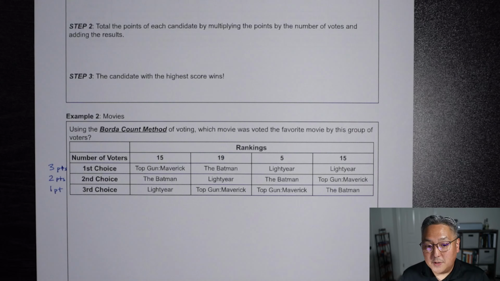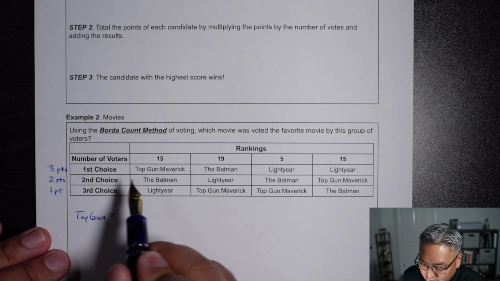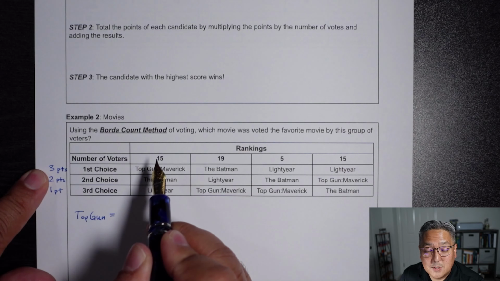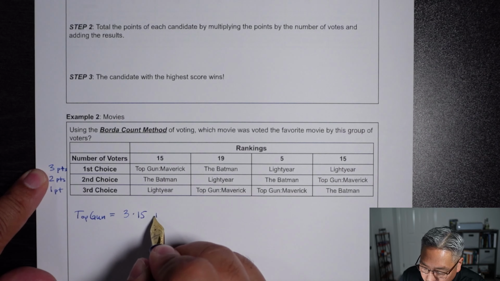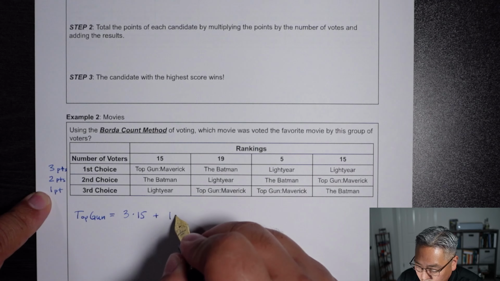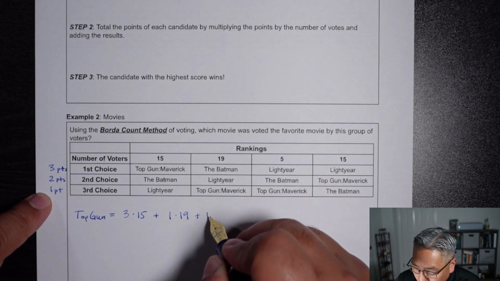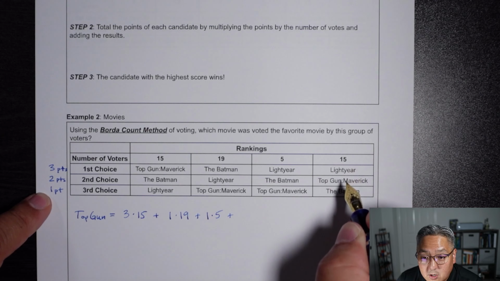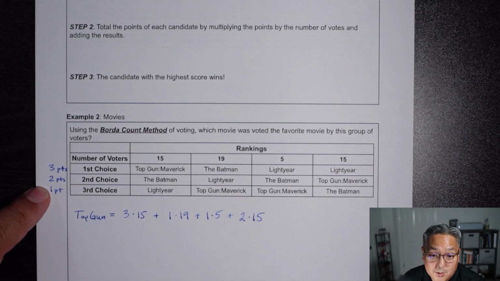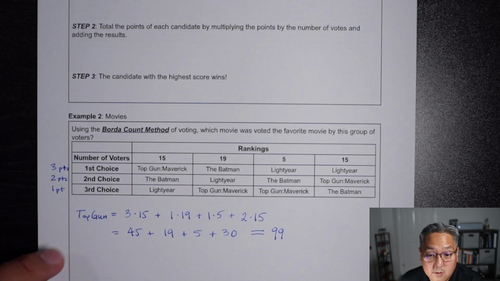Now we want to take a look at each movie. Let's start with Top Gun Maverick. Top Gun gets 3 points for each of these 15 votes in this first column, so 3 times 15. Plus, once we get over to these 19, it gets 1 point for each, so 1 times 19. Then over here to these 5, 1 point because it's in third choice, so 1 times 5. And finally in the last column, Maverick gets 2 points for each of those 15, so 2 times 15. Now we just do a little bit of arithmetic here. That's 99 points for Top Gun Maverick.